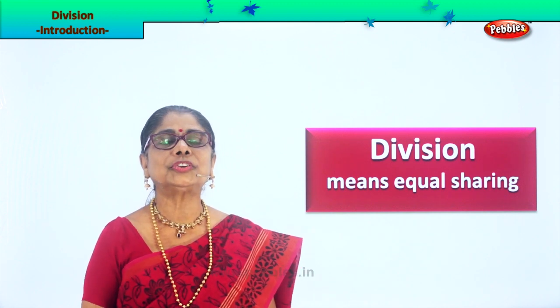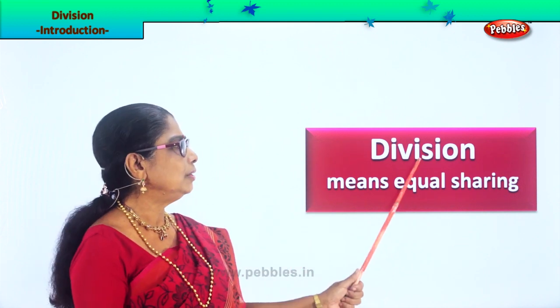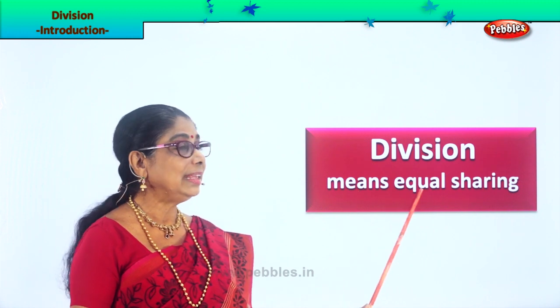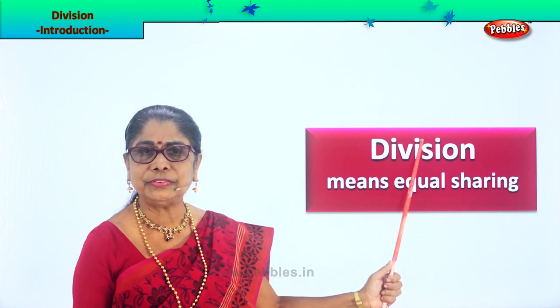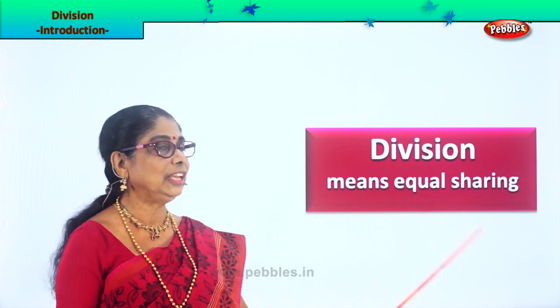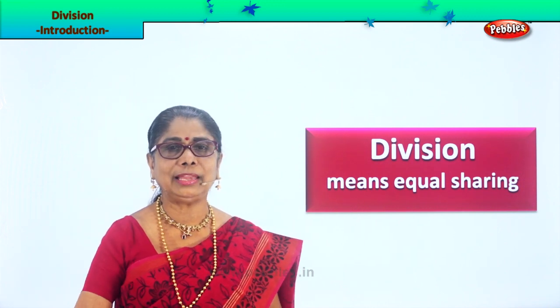How many children? 3 children. So she says, I'm not going to divide. You divide equally among you. What is division? Division means equal sharing. No fighting, equal sharing.